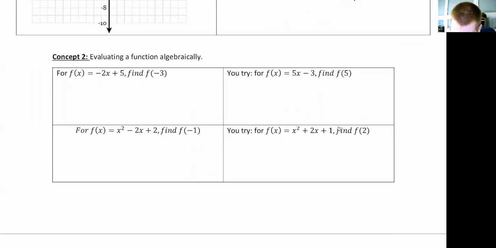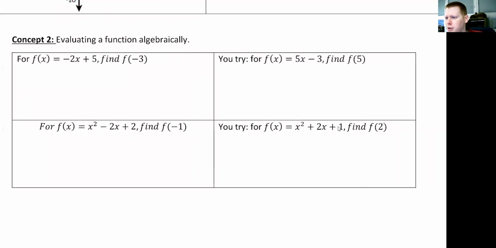The second thing we're going to be looking at is evaluating a function algebraically. When you evaluate a function algebraically, essentially you just plug in your number for x. And you just want to be careful when you're plugging these in. I would recommend you borrow or use a red calculator. If you're trying these on your phone, sometimes with the parentheses, it can be a little bit tough, but you're welcome to try if you'd like.